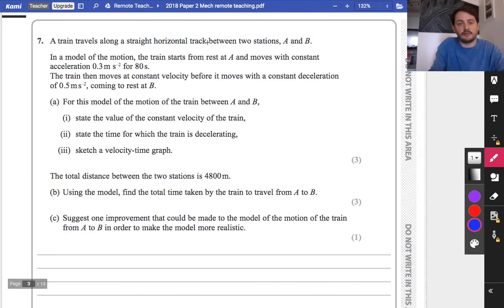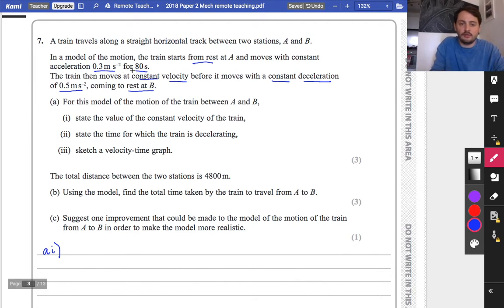Okay, question 7. A train travels along a straight horizontal track between two stations A and B. In a model of the motion, the train starts from rest at A and moves with constant acceleration of 0.3 meters per second squared for 80 seconds. The train then moves at a constant velocity before it moves with constant deceleration of 0.5 meters per second squared, coming to rest at B. So it's starting from rest at A, it's accelerating, it's then got constant speed, and then it's decelerating to rest at B. For this model, state the value of the constant velocity of the train.